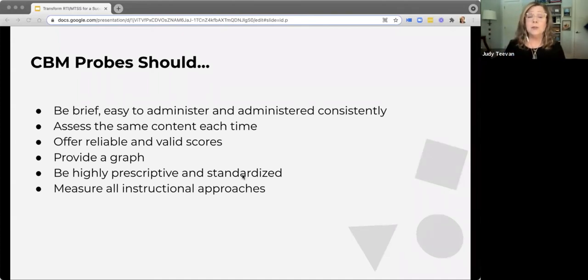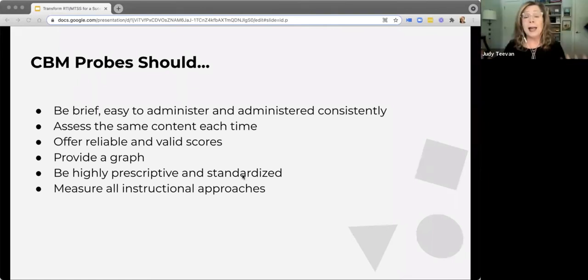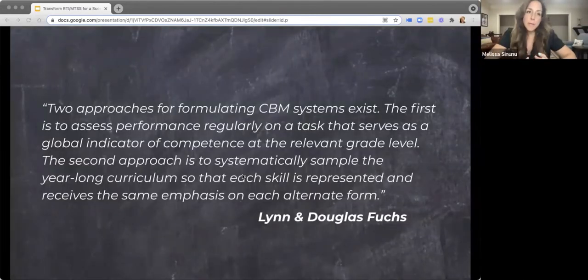And data you receive should be highly prescriptive and standardized. And finally, CBM probes measure any instructional approach, right? So making no assumptions about instructional hierarchy for determining measurement. So within CBM progress monitoring, there are two different options. These are global indicators and curriculum sampling.